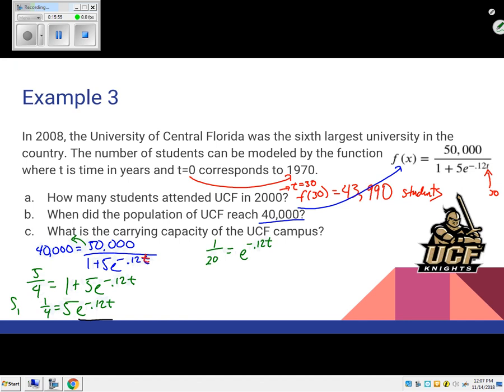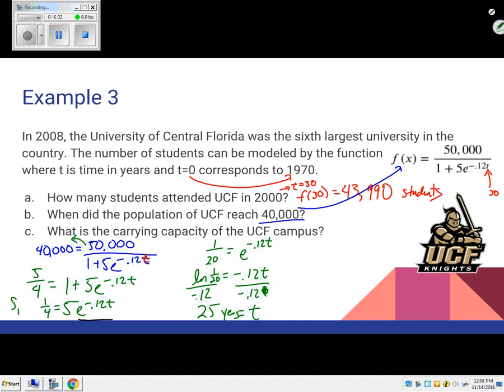Okay, now I'm going to convert it to a logarithmic equation. So I'm solving for t the same way I've solved for k in the previous problems. So I get the natural log of 1/20 equals negative 0.12t. And notice I haven't typed anything in my calculator yet. Dividing by negative 0.12, I'm just left with t on this right side, and I finally get the number of years that it took. It took right at 25 years to get this.